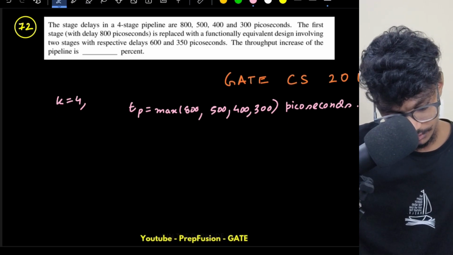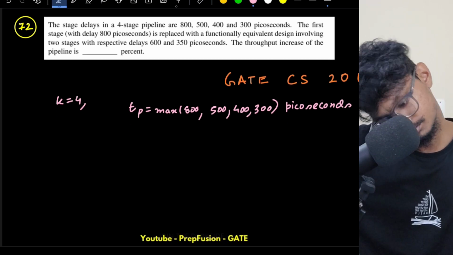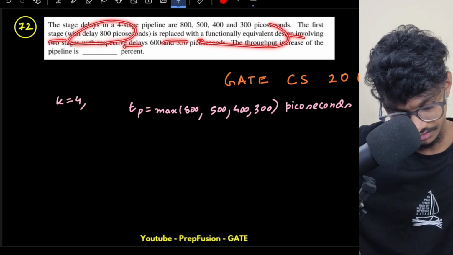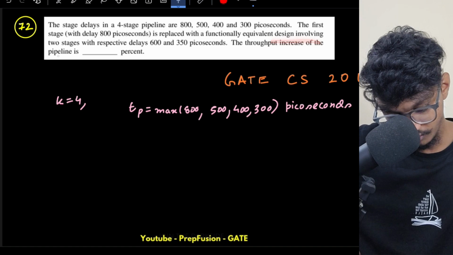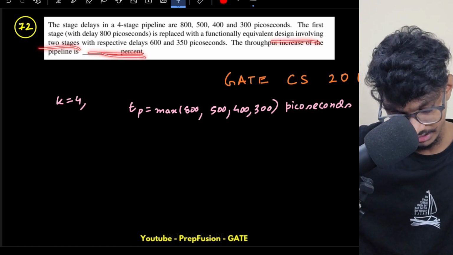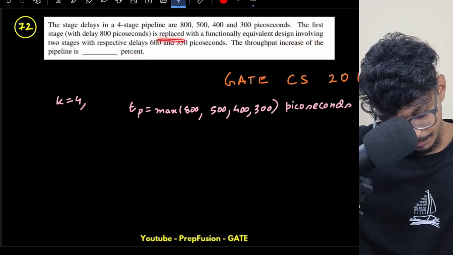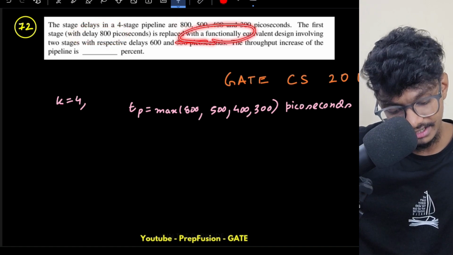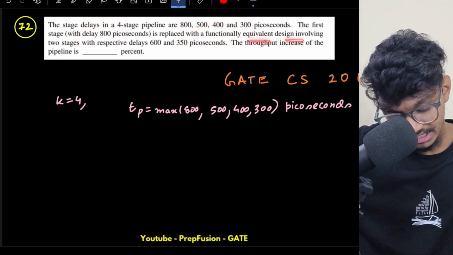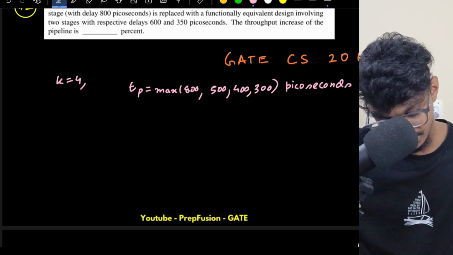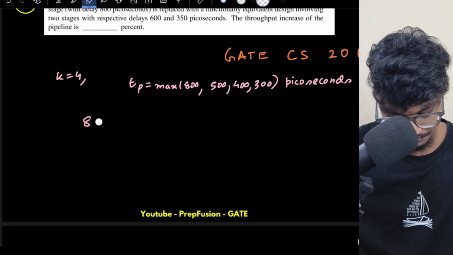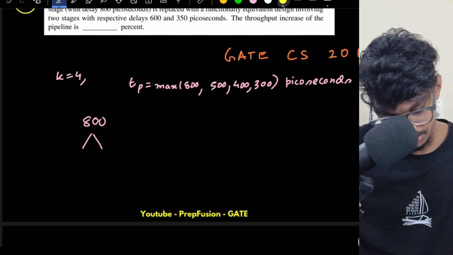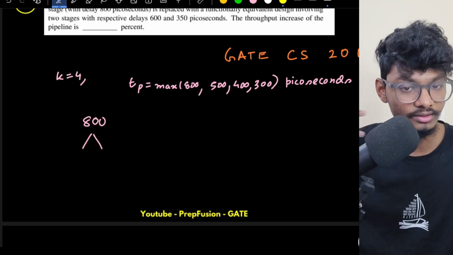Okay, so the first stage with delay 800 picoseconds is replaced with a functionality equivalent design involving 2 stages with respective delays. So this 800 picosecond stage 1 has been further divided into 2 stages. Why? We'll understand why we do this.